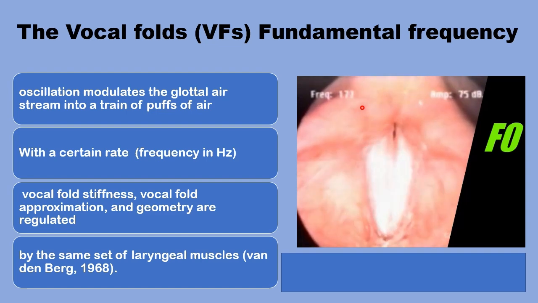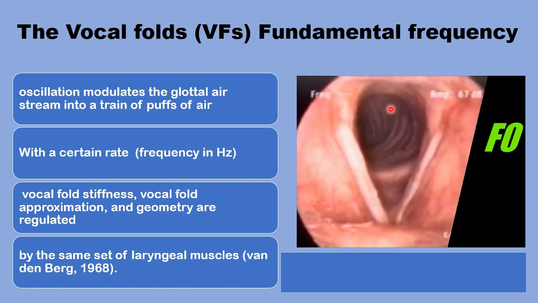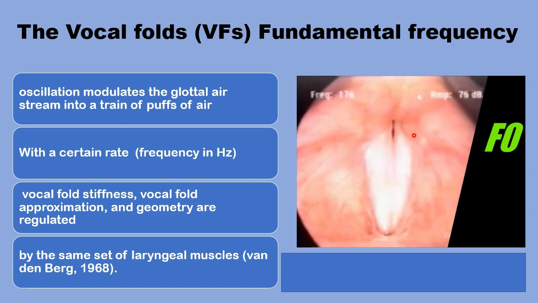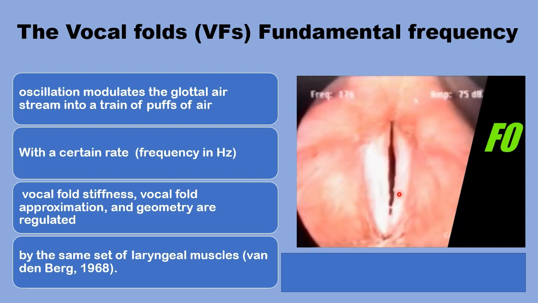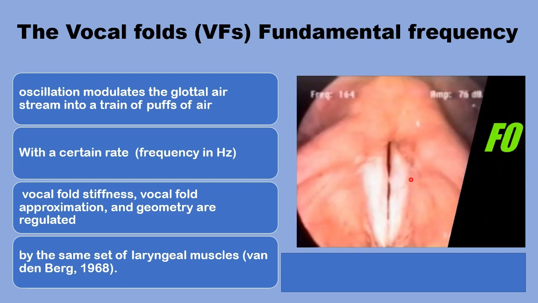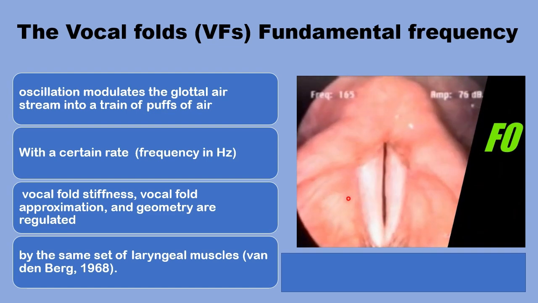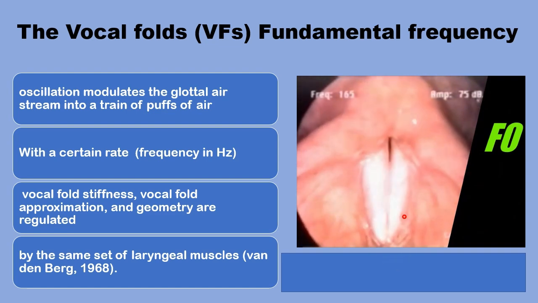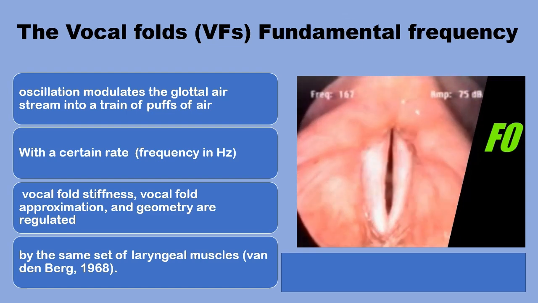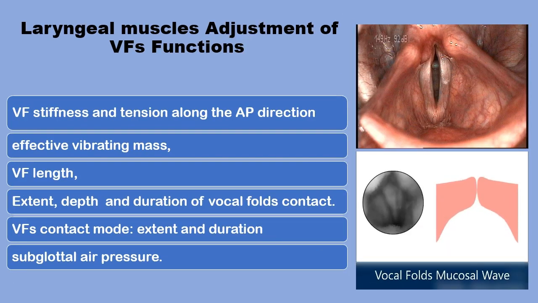They do that through two things: the redistribution of the stiffness along the vocal folds and also the changes in the geometry of the vocal fold, the length, the breadth, and the depth. The laryngeal muscles, through their direct effect on several factors, can determine the fundamental frequency required. These factors are not completely independent.